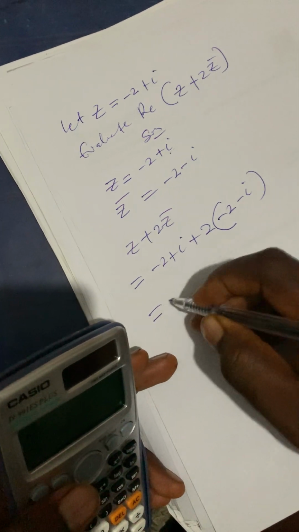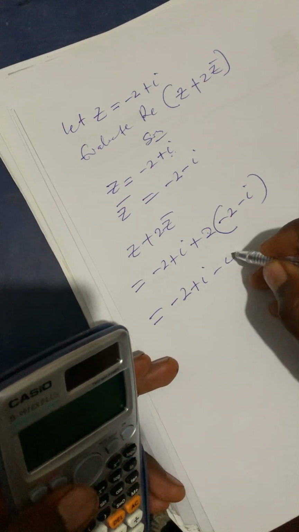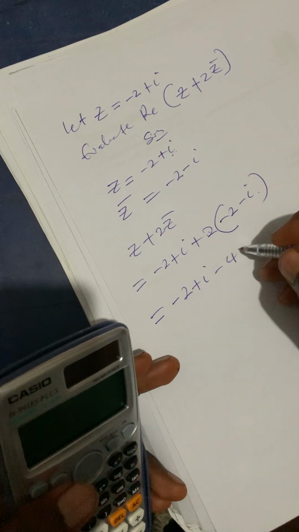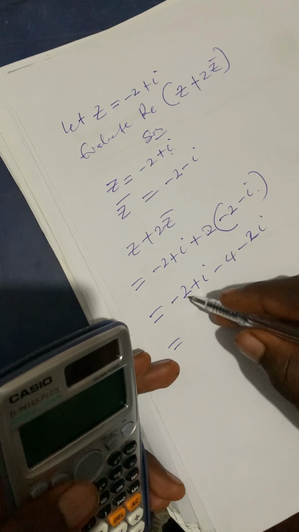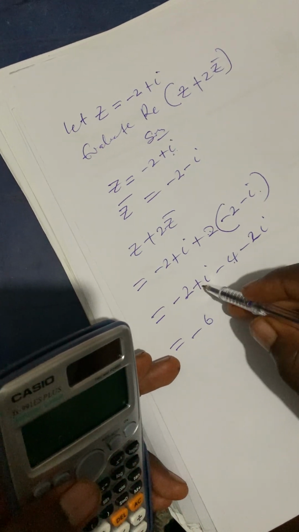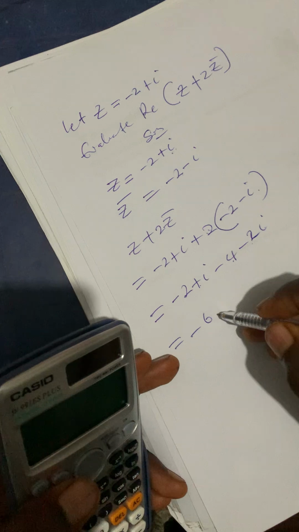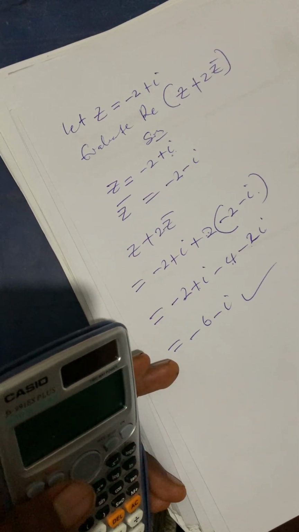So if I open bracket, I'm going to have minus 2 plus I. This time this will give you minus 4. This time this will give you minus 2I. So you see them. So you now see that minus 2 minus 4 will give me minus 6. Then I minus 2I will give me minus I. So now the answer be this. So that, but they say we should find the real part.